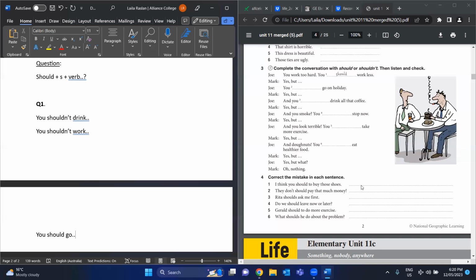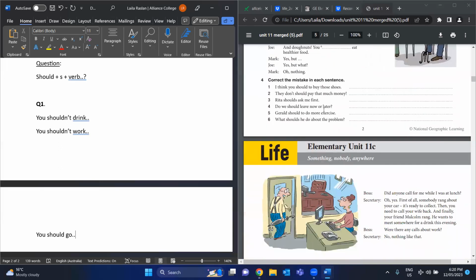Good. So we can see should. It looks like we might do a little bit more of should. Looks like you don't have a problem with should. So we might go back to can and have to. But let's finish up this. Number 1, correct the mistakes in the sentences. If I said, I think you should to buy those shoes, what word would you cross out? Yeah, because it should be should verb, should buy.